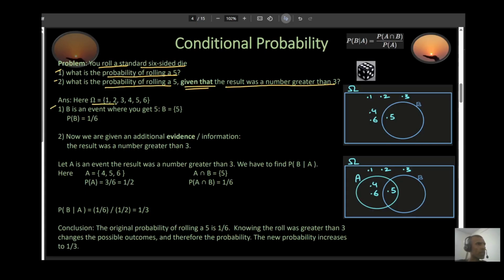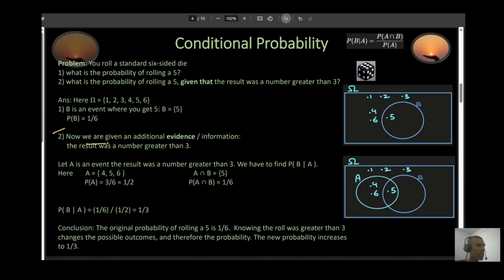Here my sample space is given by these numbers 1, 2, 3, 4, 5, 6. B, let's say, is an event where you get 5. So B in this case would be 5, which is right here. This is my B. So the probability of B is equal to the size of B divided by the size of your sample space. My size of sample space is 6, size of B is 1, so 1 divided by 6 is my probability of B. Now let's do question number 2.